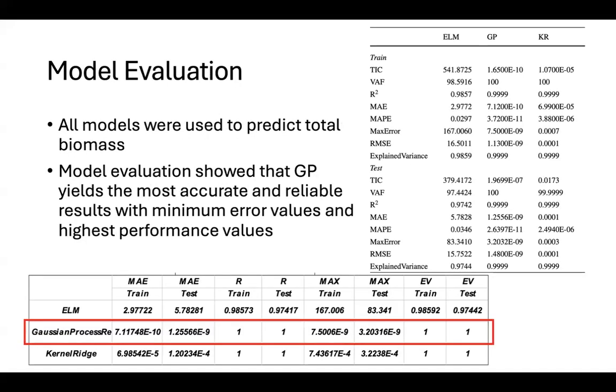So initially, all models were used to predict the total biomass yield. And this model evaluation showed that the Gaussian processes algorithm yielded the most accurate and reliable results with the minimum error values and highest performance values, as shown in this table here.